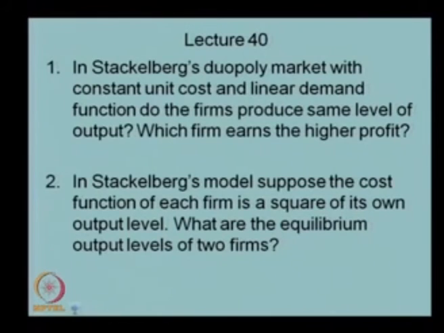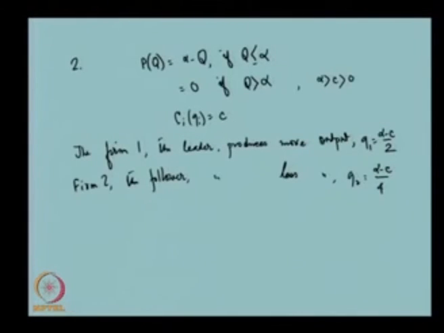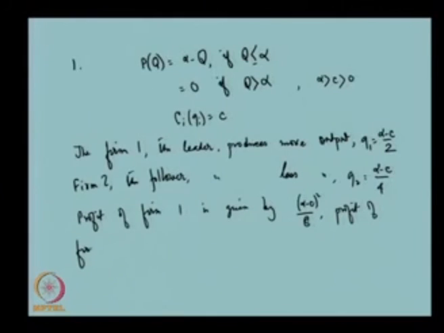Which firm earns higher profit? This is question number 1. Profit of firm 1 is given by (alpha minus c) whole square divided by 8. Profit of firm 2 is given by (alpha minus c) whole square divided by 16.